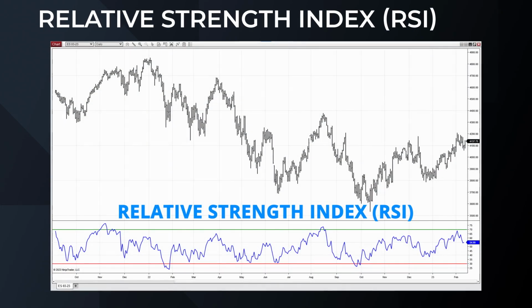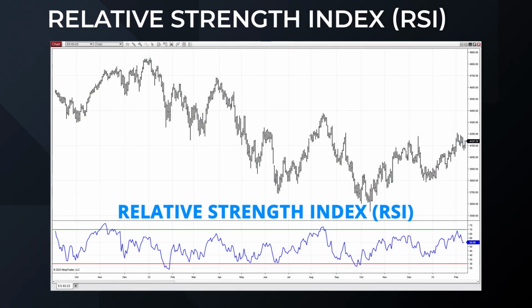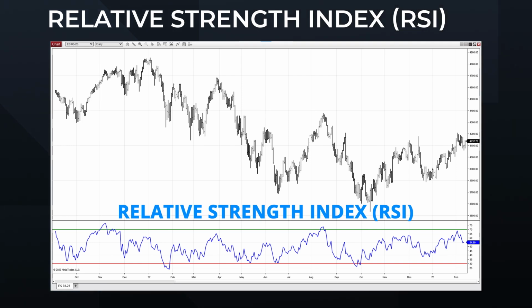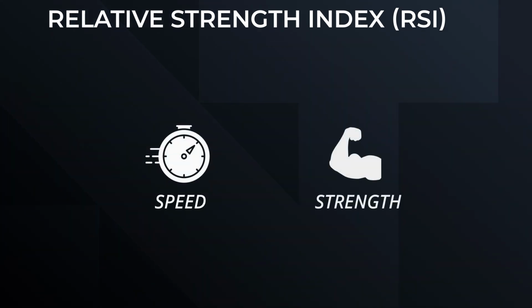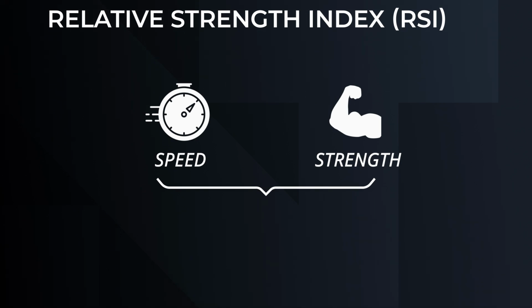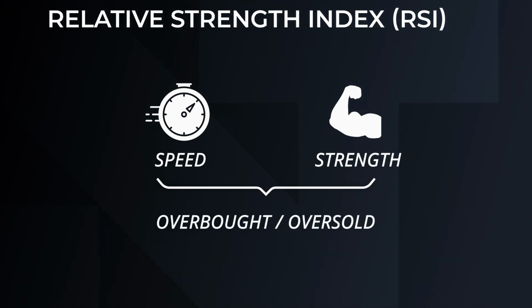RSI. The most common momentum indicator used by traders is the Relative Strength Index, or RSI. This indicator compares the strength of moves on up bars versus down bars. The measure of the speed and strength of price action results in the trader's ability to determine if a market is overbought or oversold.